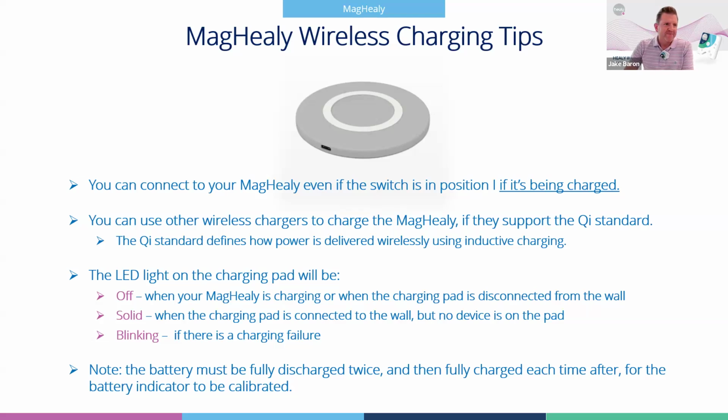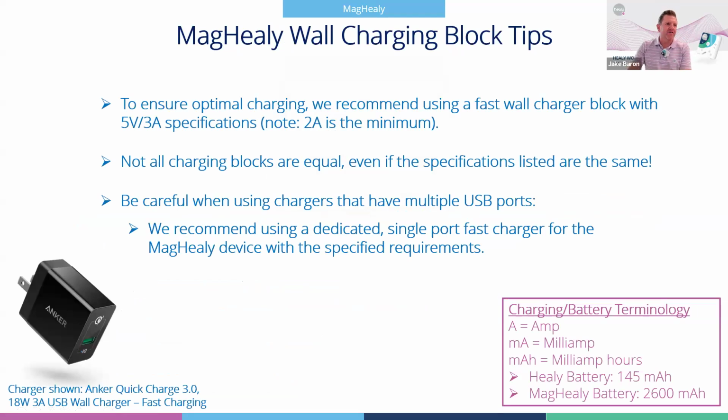So, yeah, okay. This next slide here, I'm going to rely on you, the engineer here, to explain this, because there's a lot that goes into what happens on the other side of this cable, as you mentioned. So the minimum specification for charging the MagHealy is a 2 amp input. But I put in a note here, to ensure optimal charging, we recommend using a fast wall charger block with a 5-volt, 3 amp specification. So 2 amp, again, is the minimum per the MagHealy specifications.